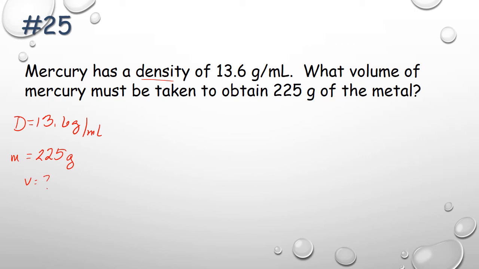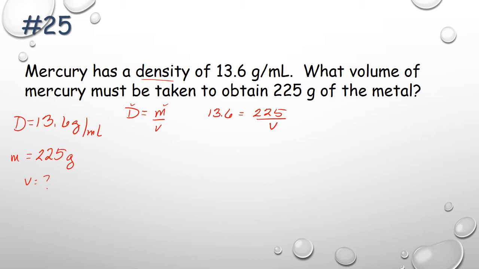I know that density is equal to mass divided by volume. I've got the mass, I've got the density, so I can solve for volume. I'm going to substitute in. Density is 13.6 equals 225 divided by volume. Algebraically, what is my next step, please?